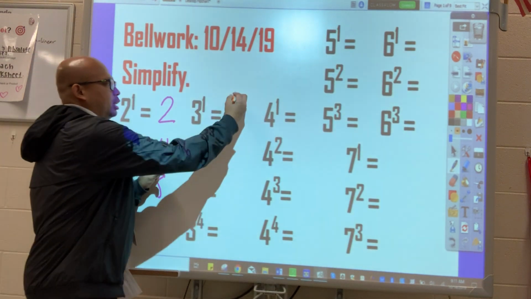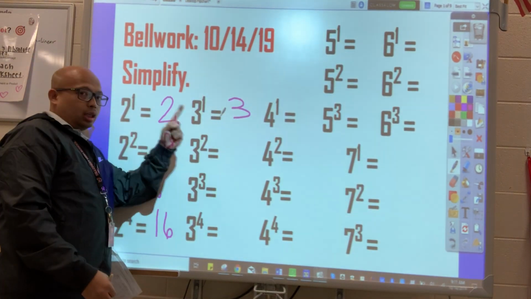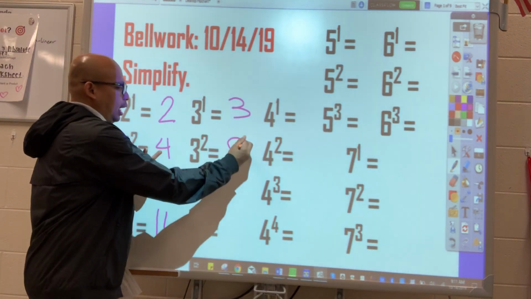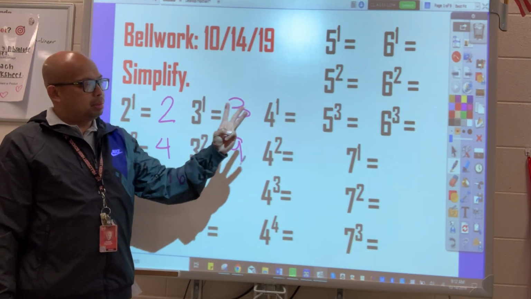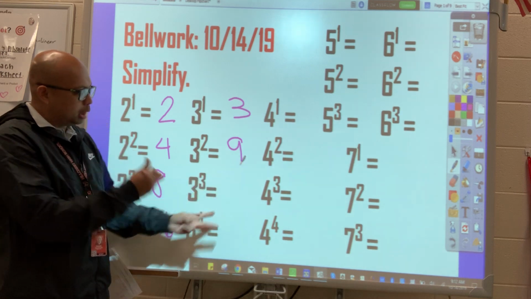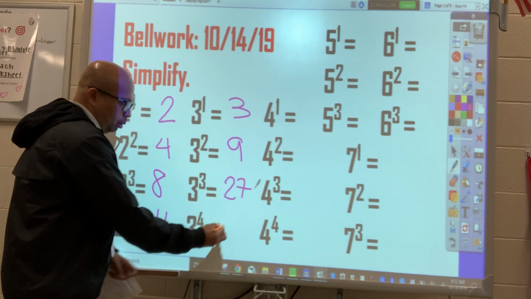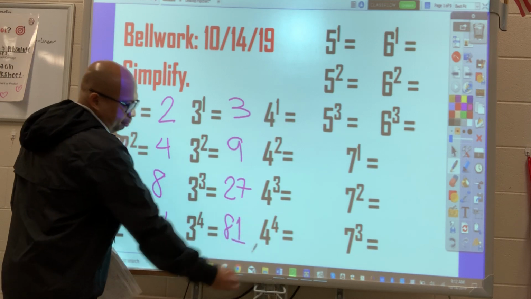3 to the 1 is going to be 3. 3 to the second, not 6, 3 times 3 is going to be 9. 3 times 3 times 3, if the previous one is 9, times 3 will be 27. And times 3 again will be 81.